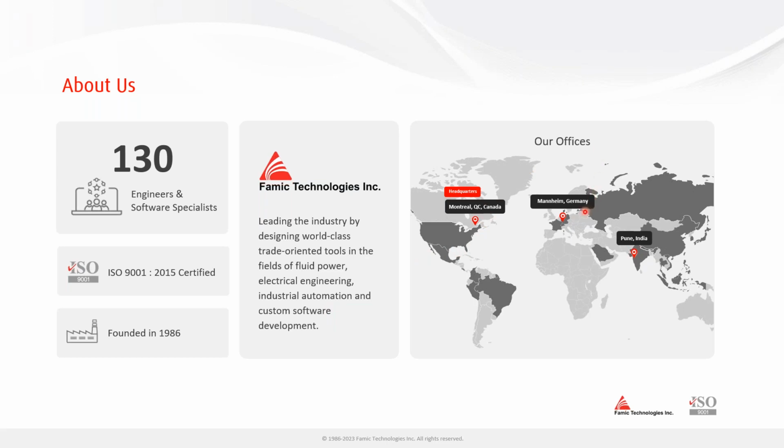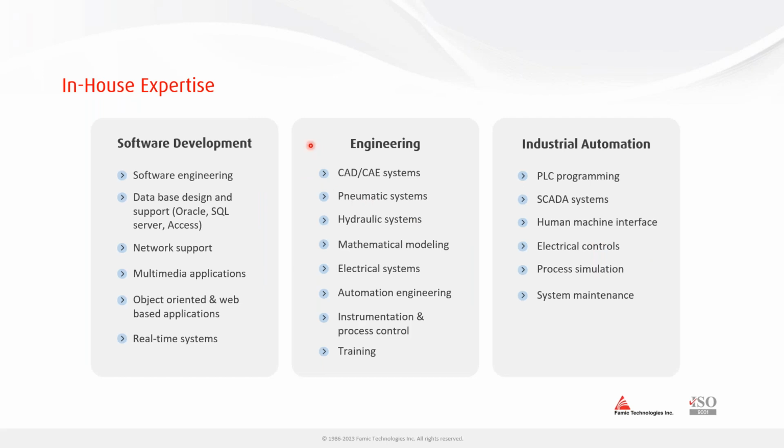Then we have two offices. One is in Mannheim, Germany. The other is in Pune, India. We have in-house expertise in the field of software development, engineering, and industrial automation. Under software development, we work in software engineering, database design and support, network support, and multimedia applications. We also work in CAD, CAE systems, pneumatic systems, hydraulic systems, mathematical modeling, electrical systems, then PLC programming, SCADA systems, HMI, that is human machine interface, then electrical controls, and process simulation.